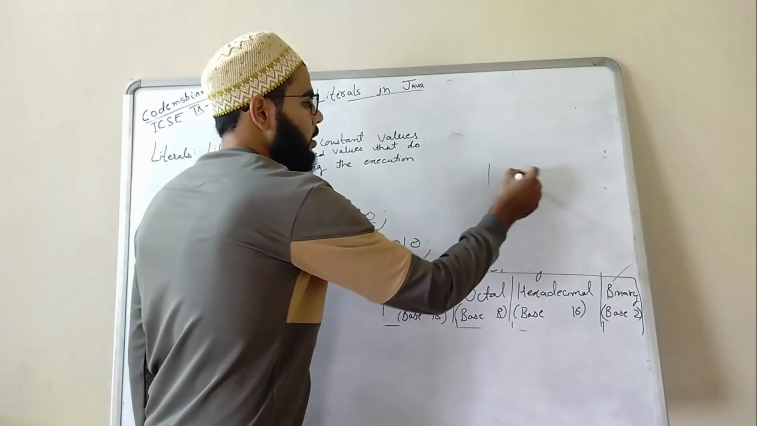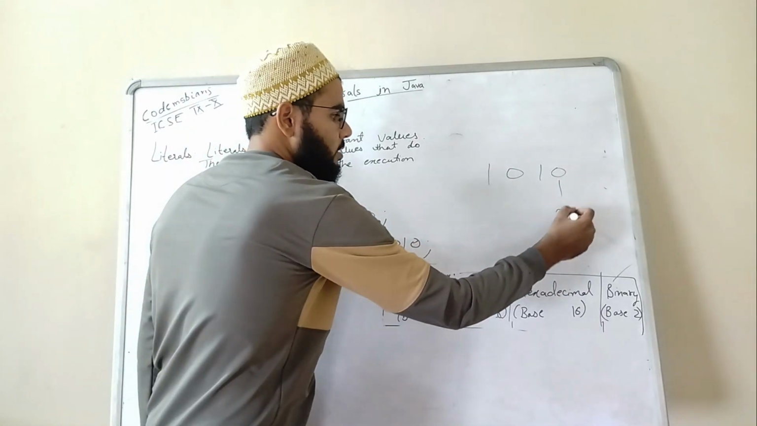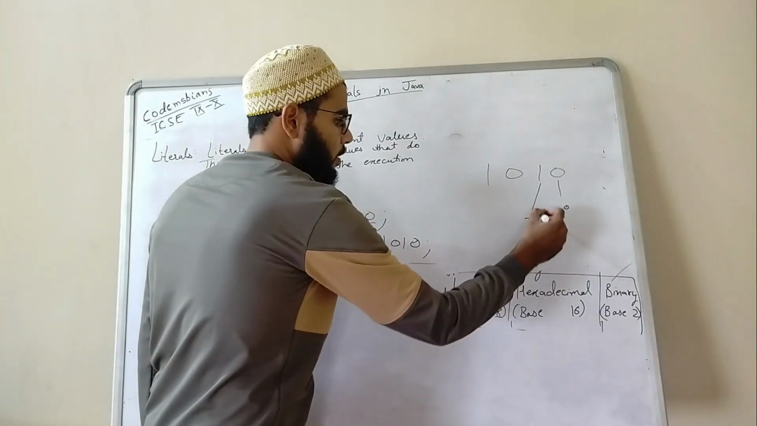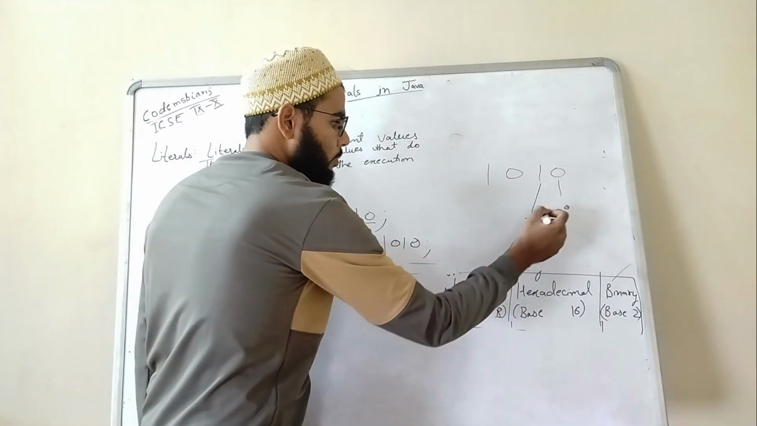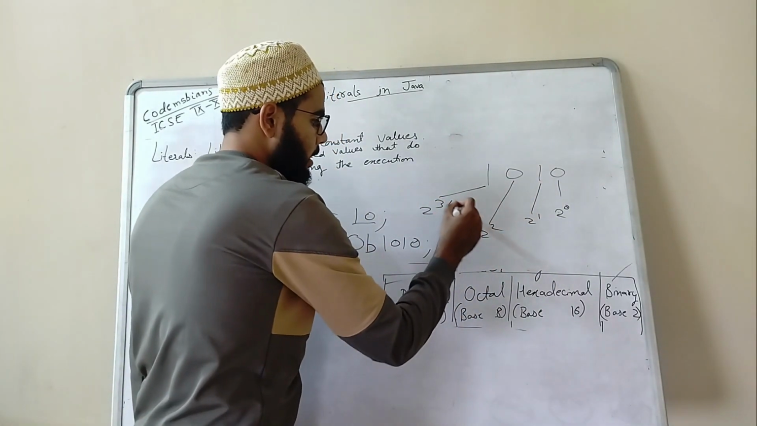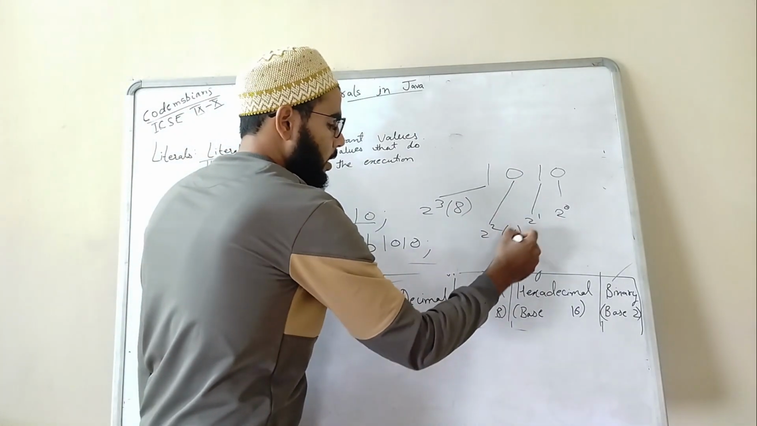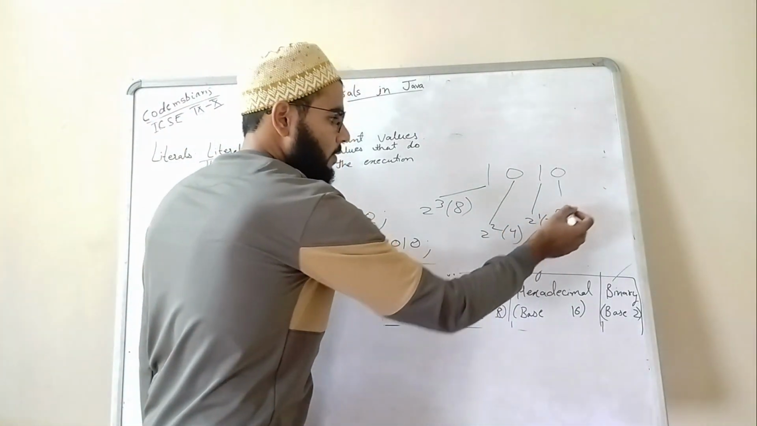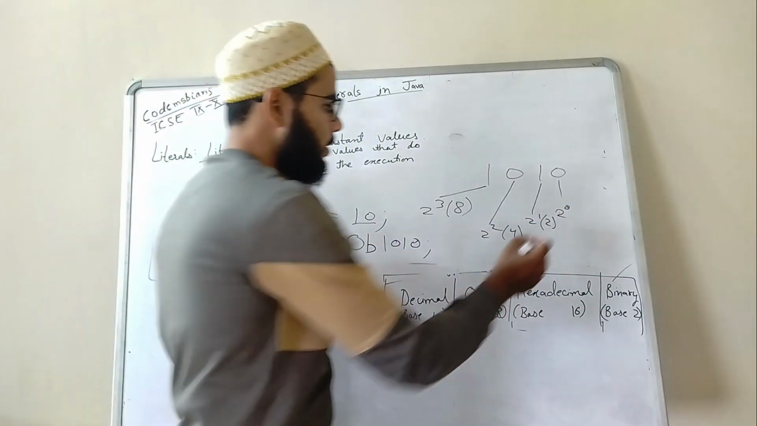We can calculate it. So this is 2 power 0, which is 1. This is 2 power 1. This is 2 power 2. And this is 2 power 3, which is nothing but 8. And this is 4. And this is 2. And 2 power 0, any number having power 0 is 1, isn't it?